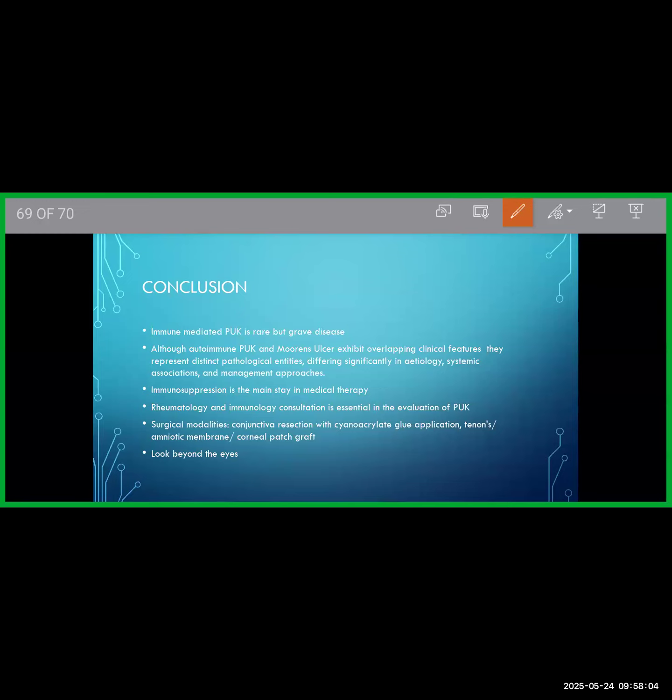Rheumatology and immunology consultation is essential in the evaluation of PUK. Surgical modalities include the conjunctival resection, the cyanoacrylate glue application, tenon's or amniotic membrane corneal patch graft. Then as ophthalmologists, we should always look beyond the eye when evaluating patients with peripheral ulceration.